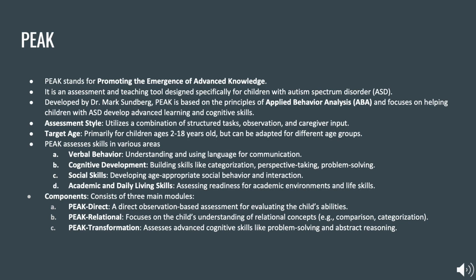There are three components. There's PEAK Direct, which is a direct observation-based assessment for evaluating the child's abilities, like language skills, cognitive skills, receptive and expressive communication, and foundational areas such as tacting, manding, and intraverbals. Then there's the PEAK Relational Training System, which assesses a child's ability to understand complex relationships, cognitive skills, and advanced learning such as concept formation, categorization, and relational responding.